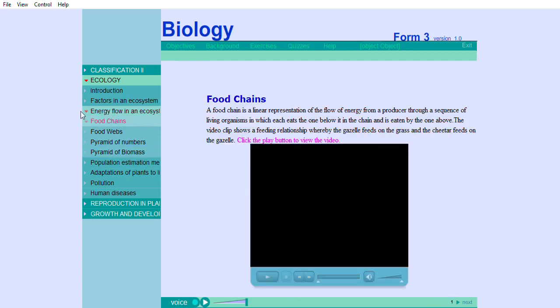Food chains. A food chain is a linear representation of the flow of energy from a producer through a sequence of living organisms in which each eats the one below it in the chain and is eaten by the one above. The video clip shows a feeding relationship whereby the gazelle feeds on the grass and the cheetah feeds on the gazelle. Click the play button to view the video.